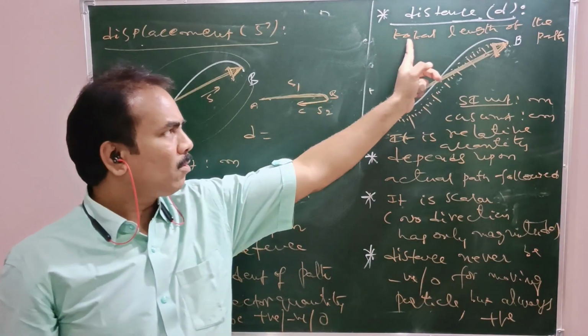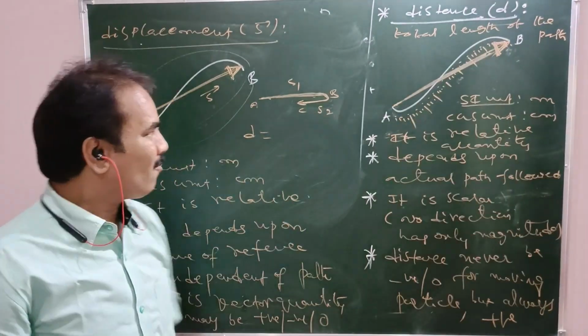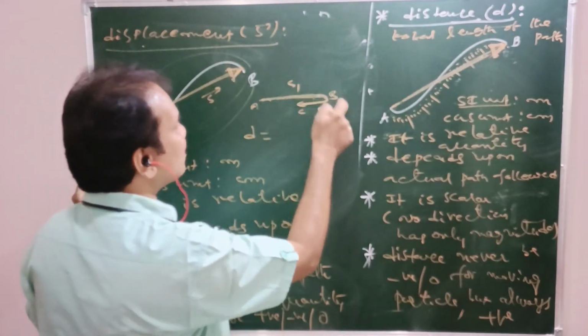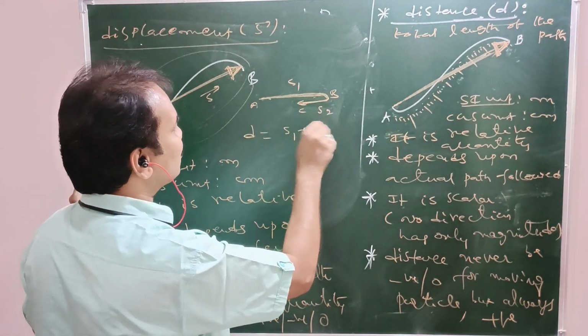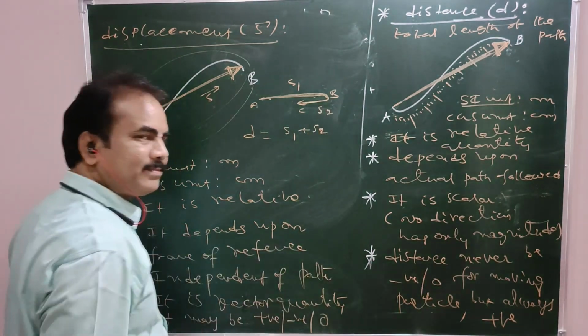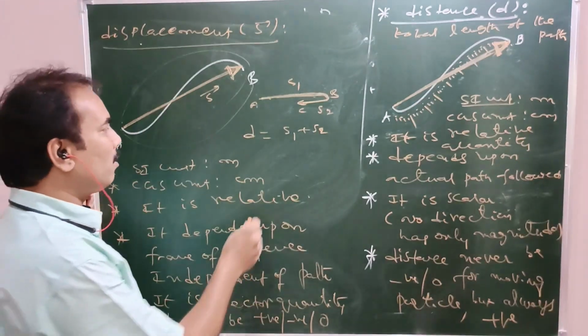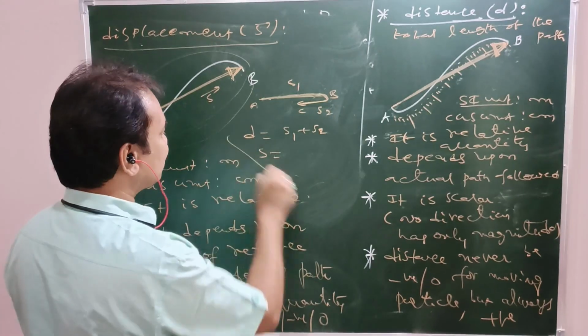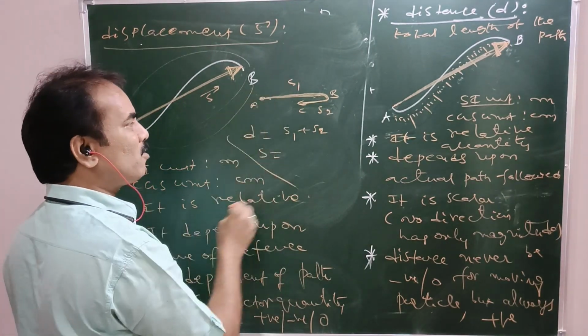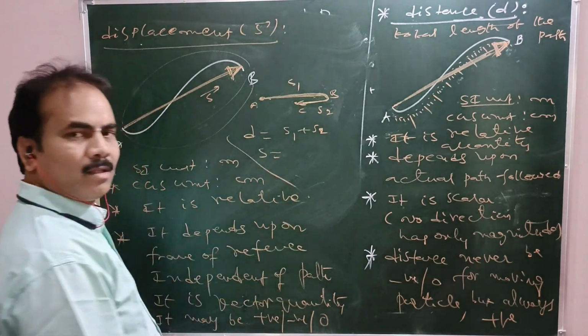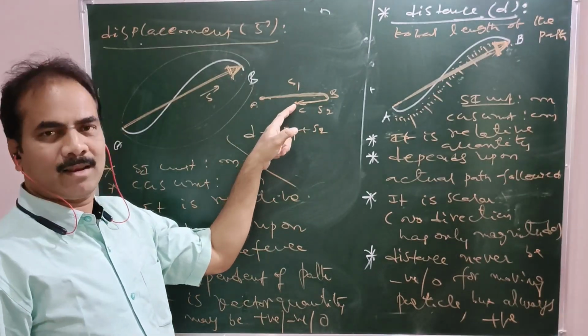See here, the total length of the path is known as distance. What is the total length of the path? It means AB plus BC, that is S1 plus S2. Coming to displacement S: the A is the initial position, C is the final position.